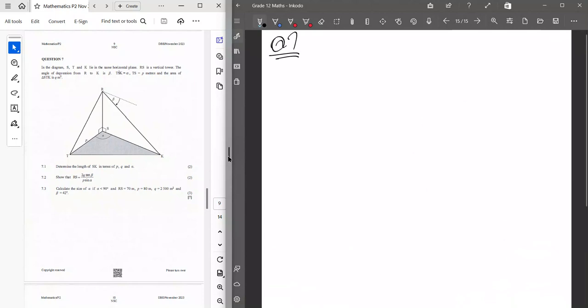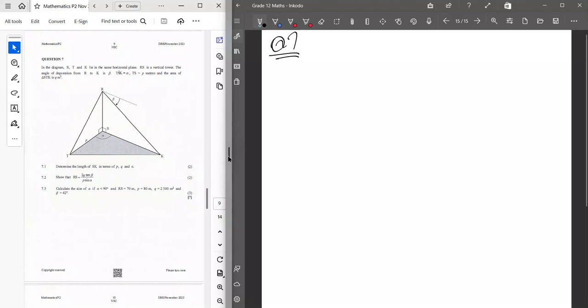Question 7. So question 7, in the diagram, it must be done in 7 minutes. In the diagram, S, T and K lie in the same horizontal plane. RS is a vertical tower. The angle of depression from R to K is beta. Angle TSK is alpha. TS is equal to P meters, and the area of triangle STK is Q square meters.